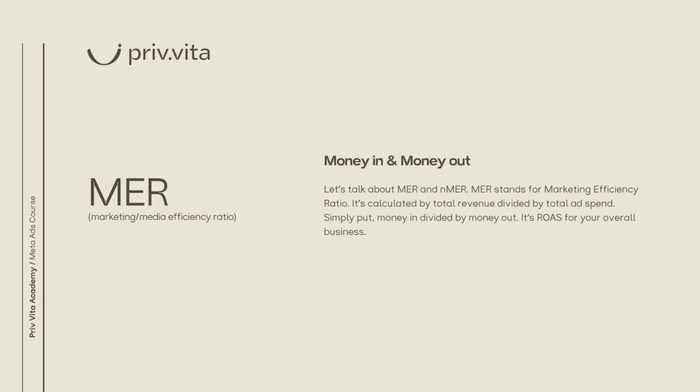Let's talk about MER and NMER. MER stands for Marketing Efficiency Ratio. It's calculated by total revenue divided by total ad spend. Simply put, money in divided by money out. It's ROAS for your overall business. And I'm not going to create a new slide for NMER. It's the same thing, just using new customer revenue.